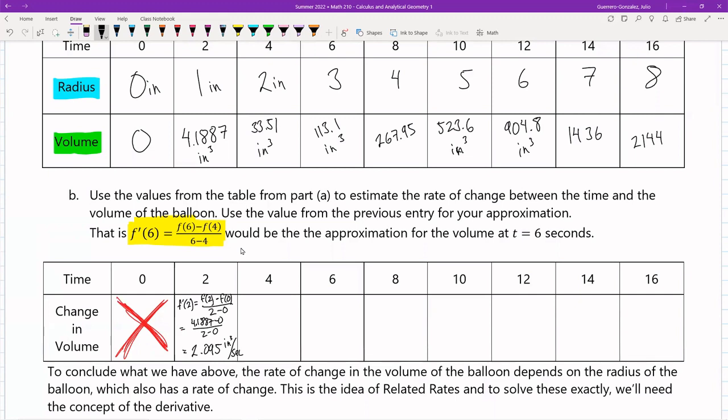Okay, let's do f prime of 4. So f prime of 4 is going to be equal to f of 4 minus f of 2 all over 4 minus 2. So then f prime of 4 is going to be 33.51 minus f of 2, so that's 4.188, all over 2. That is going to be equal to 14.6605.